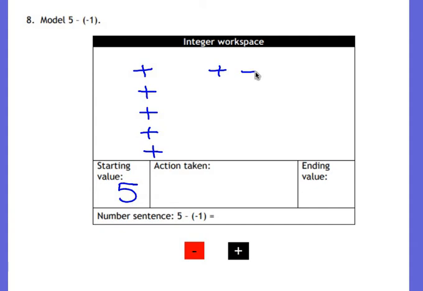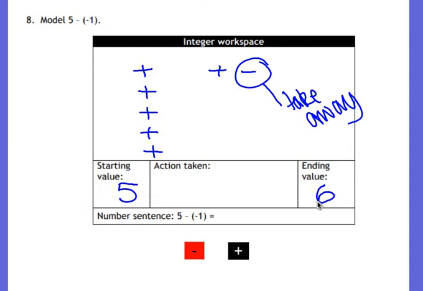Now do I have a negative chip to take away? Yes. Right now it says 5. When I take this negative chip away, now how many positive chips do I have? 6. Why would you not just put the negative by the... Then I changed that number to a 6. You can't change the problem. You have to just be tricky about it.